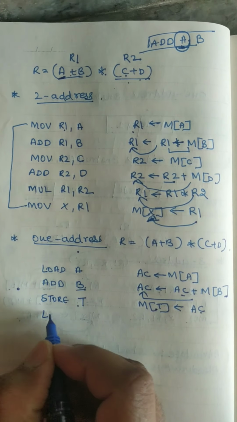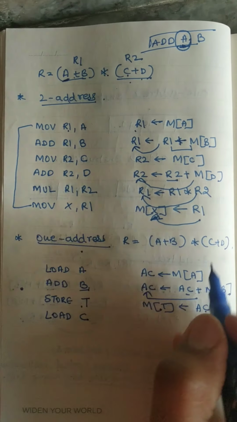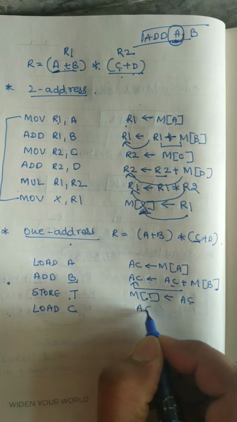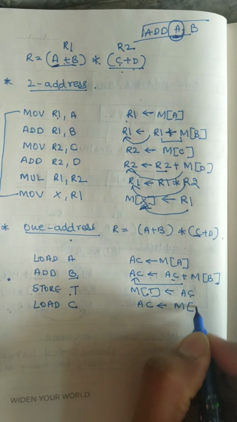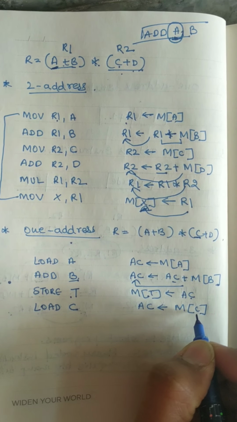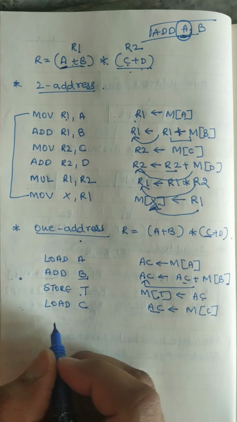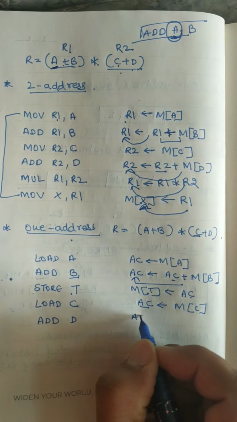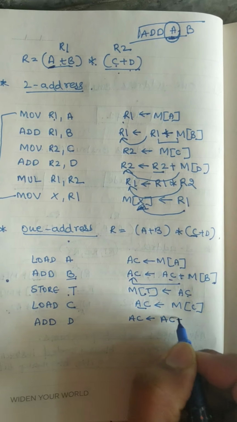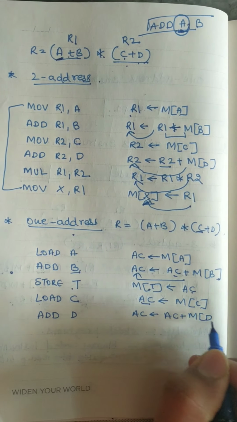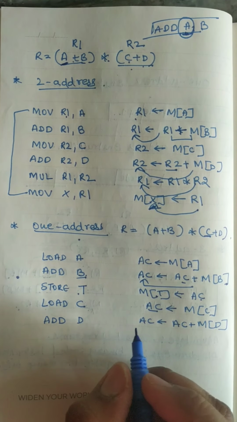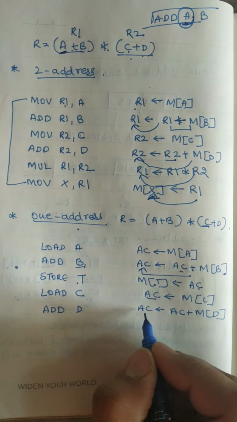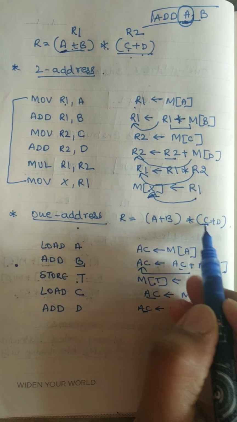Now again we will load the contents of operand C into our accumulator, and it will be done as accumulator equals memory of C. The contents at memory location C will be assigned to the accumulator. Again we will add D, and it will be executed as accumulator equals accumulator plus the content at memory location D. Now we have one operand in our accumulator, that is the sum of C and D.